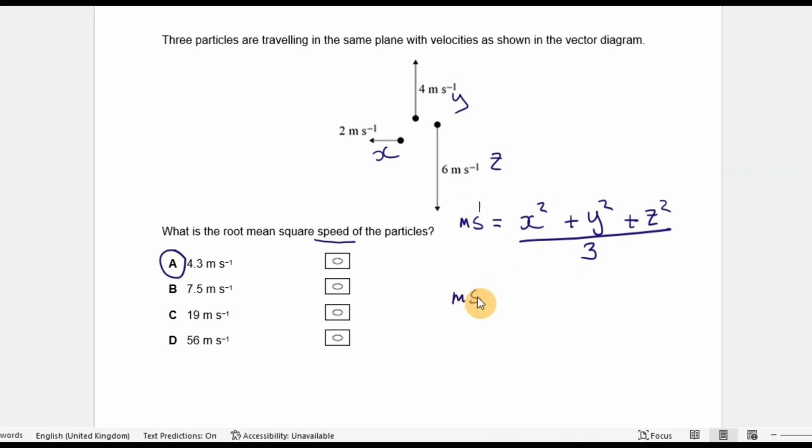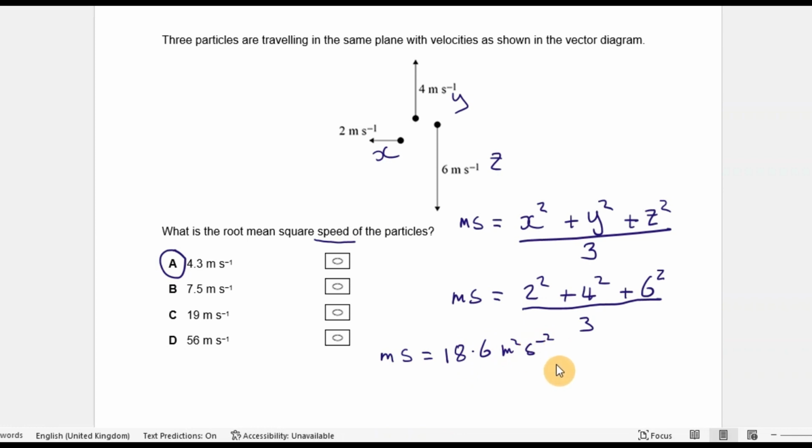So the mean square speed, got one at 2 meters per second, plus one at 4 meters per second, plus one at 6 meters per second, and there's only 3 particles. So the mean square speed is going to be 18.6, I suppose those would be units of meters squared per second squared.